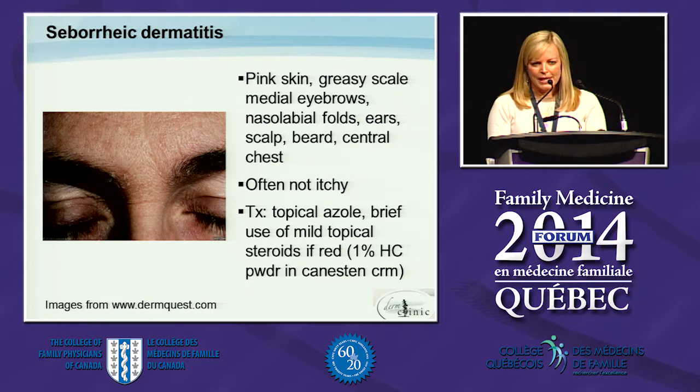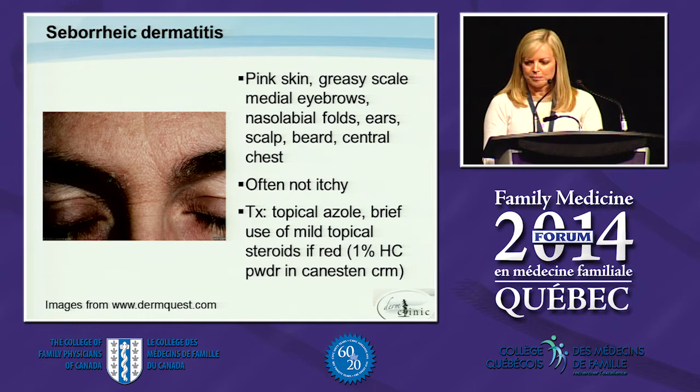So seborrheic dermatitis, and this is, again, a different quality of scale than we were seeing with our other dermatitis patients who had a really dry surface. Seborrheic dermatitis patients, often their skin is a little bit greasier, and so the scale is also a bit of a greasy adherent scale. It's not always itchy. Sometimes patients are itchy with it, but not in nearly the same way they would be with atopic or contact dermatitis. So the typical location for this is medial eyebrows, nasolabial folds, sometimes beard and mustache area, and then of course the scalp.